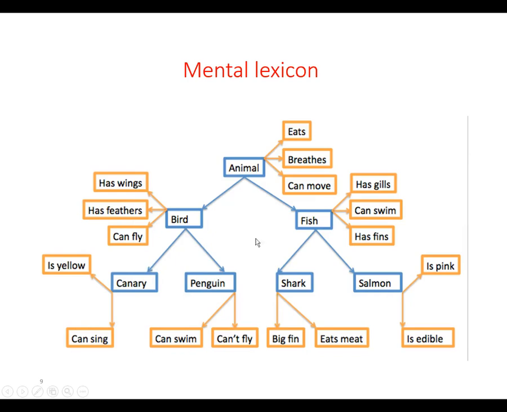Okay, here if you look at fish, for example, it has gills, it can swim, it has fins. Okay, shark is big and eats meat. Salmon is pink and is edible. You understand? So this is how our mental lexicon is organized. Words are organized along with features and categories.